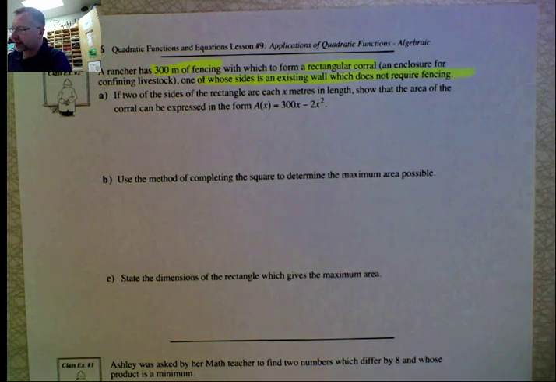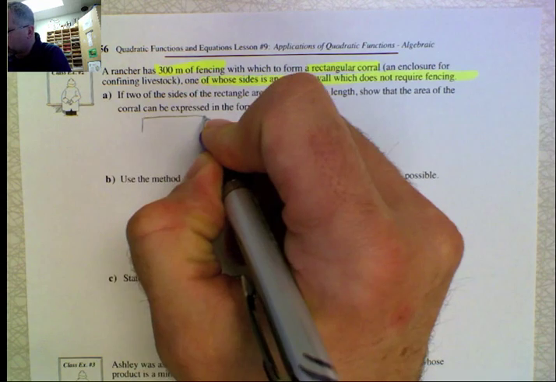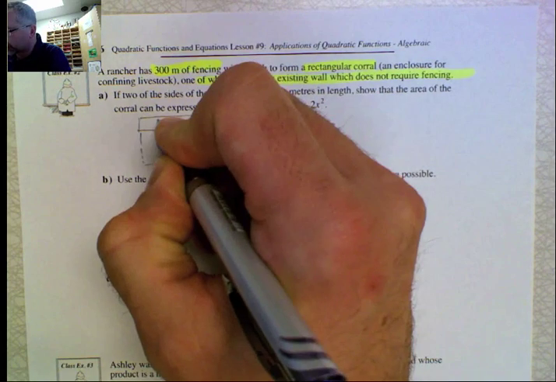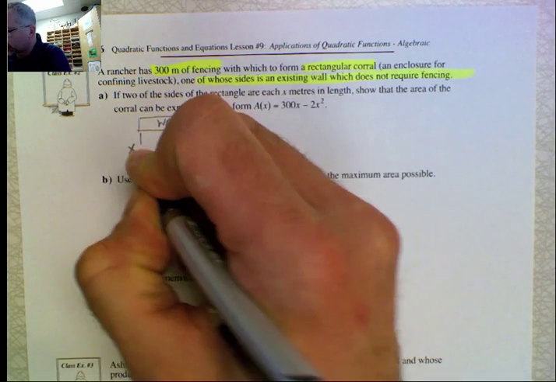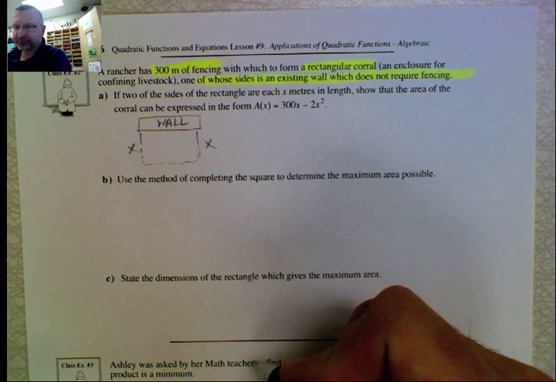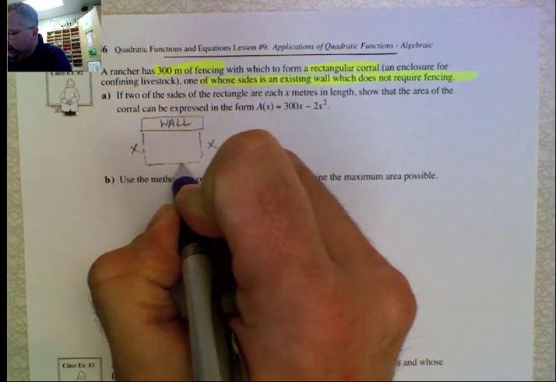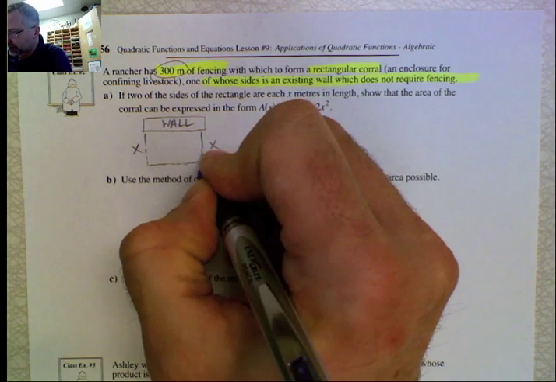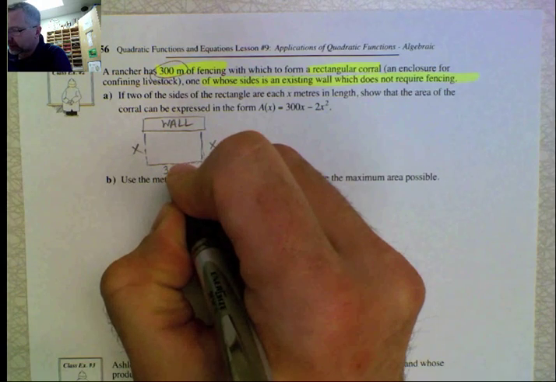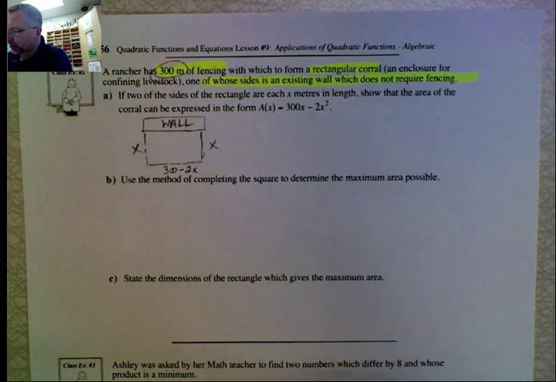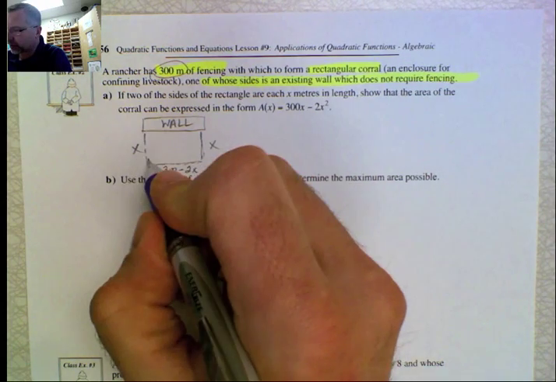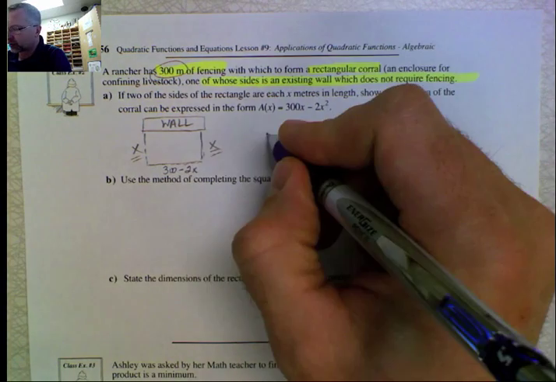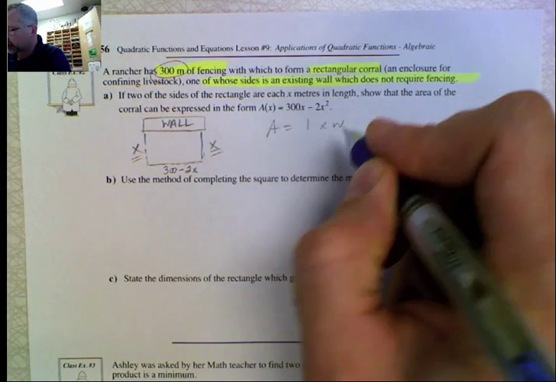So basically they're asking us to draw a model of this problem. If this is my wall here, then each of these sides is x. Now we know that the perimeter of this rectangular field is 300. So this total distance is going to be 300. So this length here has to be 300 minus 2x. It has to be the total distance of 300 minus these two sides, which are x, to give us 300 minus 2x. And the area is length times width.